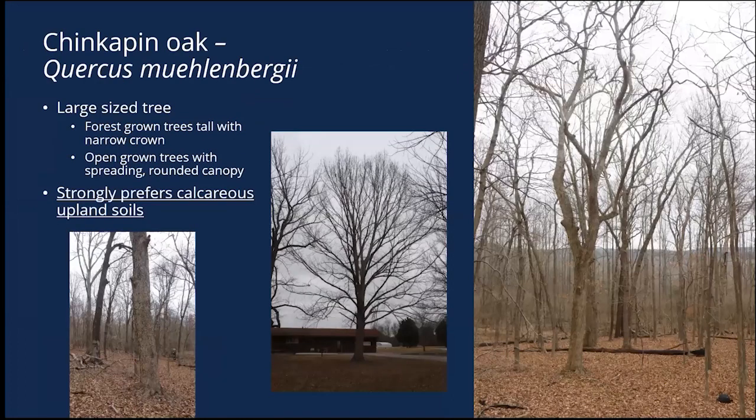Chinkapin is a large size tree. Forest grown trees are tall. Tall trees, narrow crowns. They can be open grown with spreading canopy as well. The main thing with Chinkapin oak is it tends to strongly prefer calcareous upland soils. So soils that are developed over limestone, they have a higher pH. That's where you'll usually see Chinkapin.